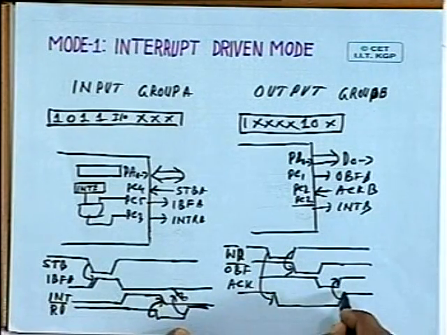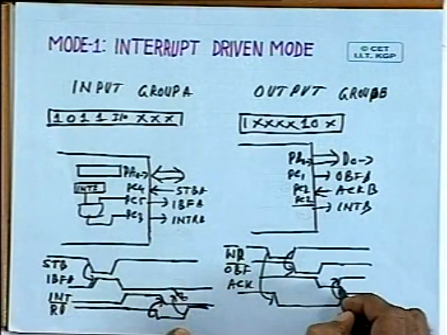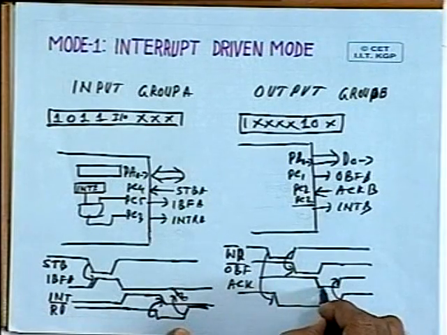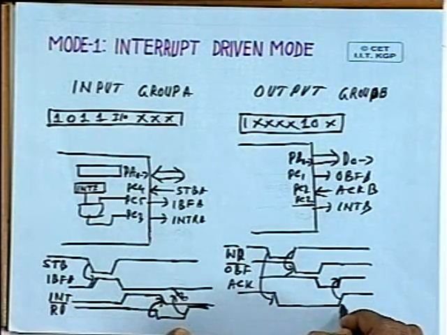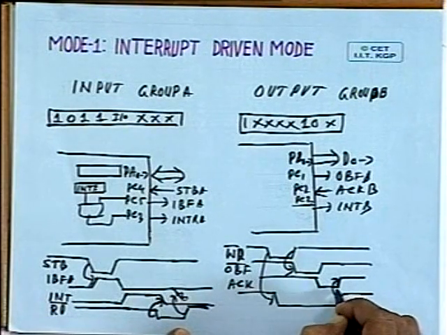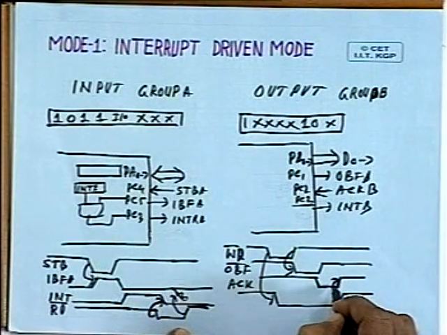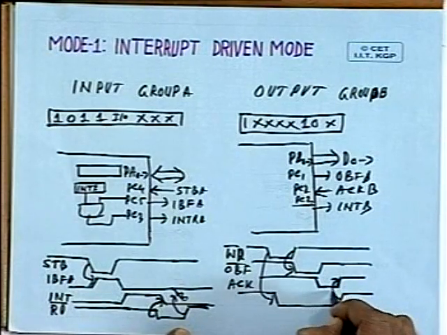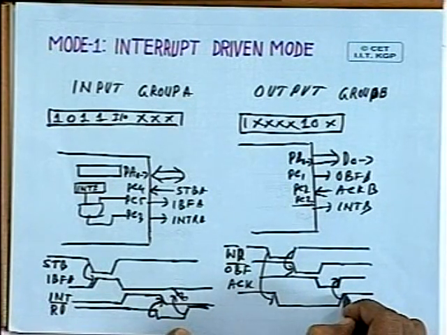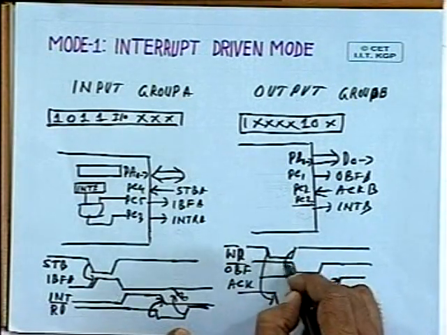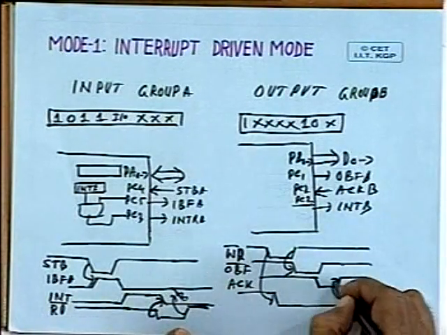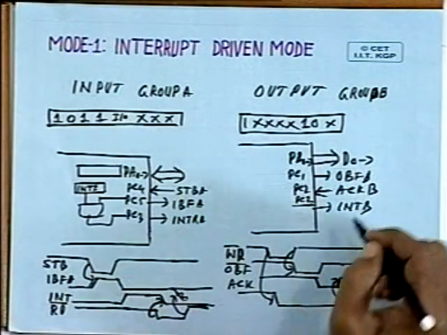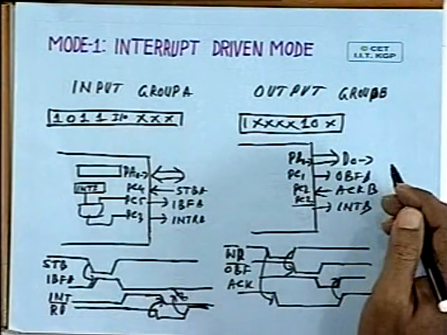Whenever the acknowledgement signal goes high, that means the interrupt will be withdrawn, and it knows that data transfer is complete. That means whenever the I/O device has read the data, the interrupt will be withdrawn. So as you write the data, the interrupt is generated, and as the I/O device reads the data, it is withdrawn. So this is how you can transfer data in interrupt-driven mode.